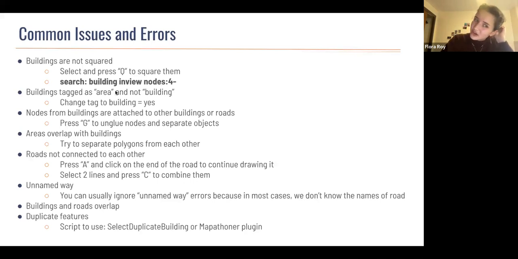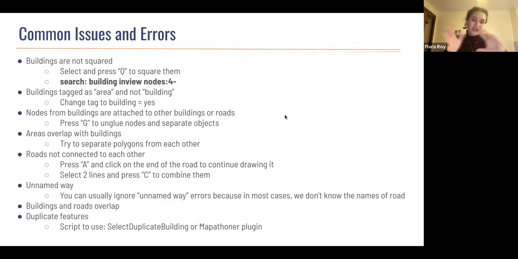Sometimes we'll see buildings that are incorrectly tagged as area and not as a building. In that case, you just change the tag to building. Sometimes nodes from buildings will be attached to other buildings or to roads, and there's just a little bit of chaos. In that case, you want to press G to unglue the nodes, and then you can separate the objects by moving them with your mouse.